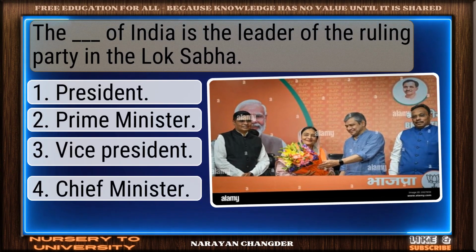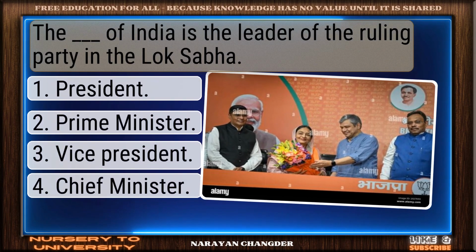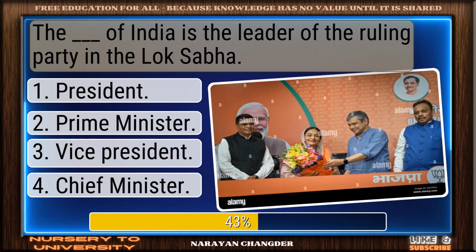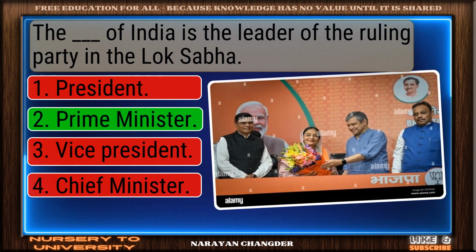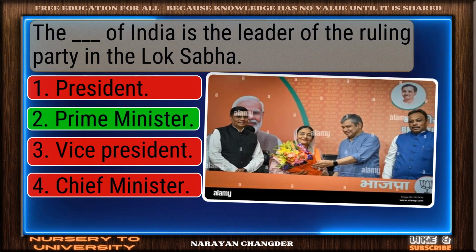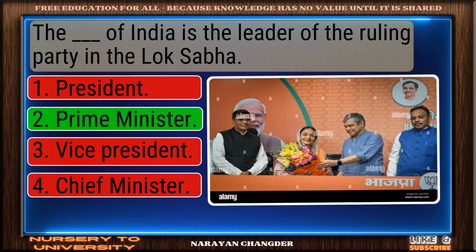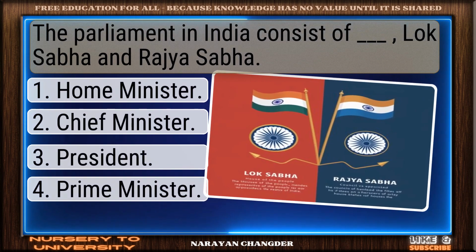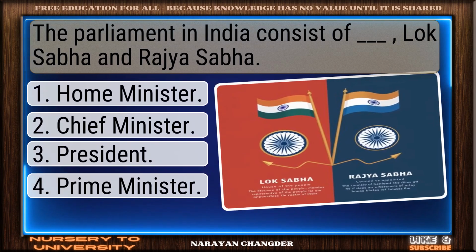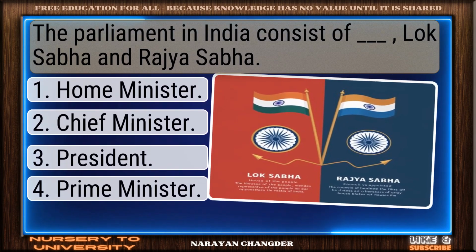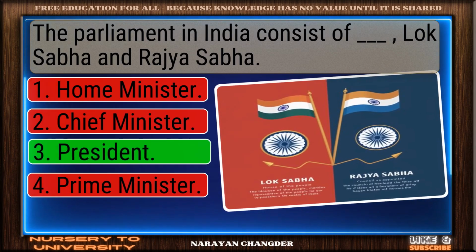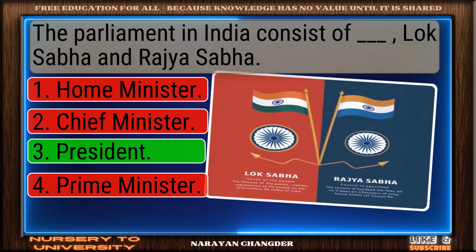Question number 60. The Dash of India is the leader of the ruling party in the Lok Sabha. Well reasoned. Prime Minister is the correct choice. Question number 61. The Parliament in India consists of Dash, Lok Sabha and Rajya Sabha. Sharp thinking. President is the right choice.